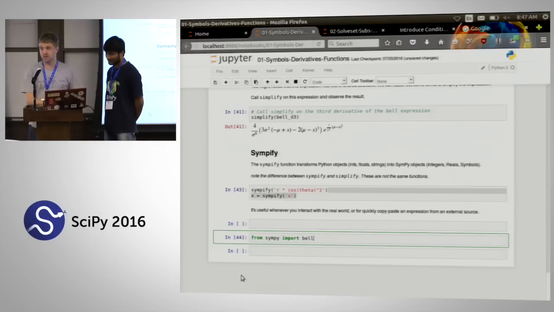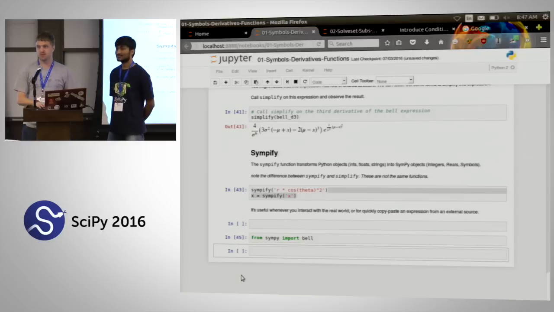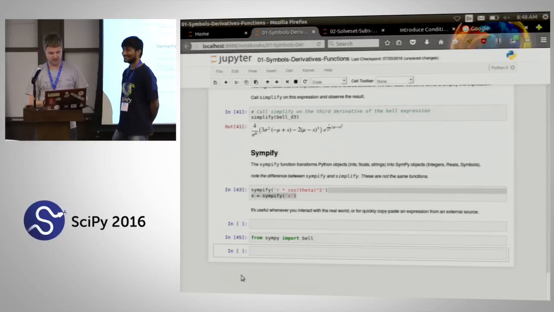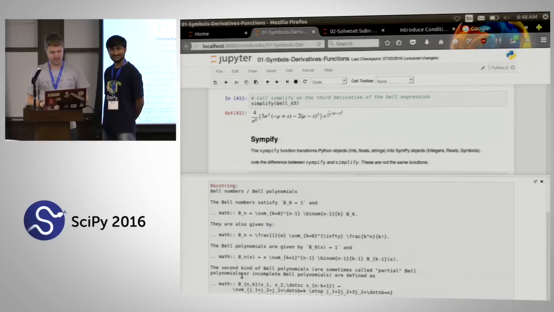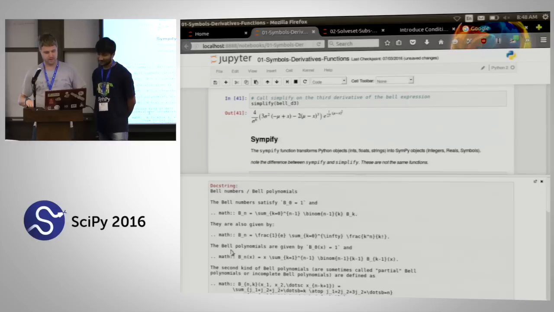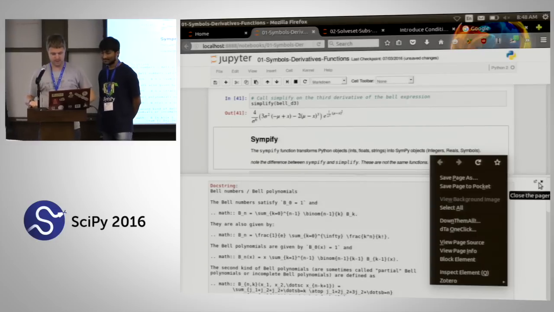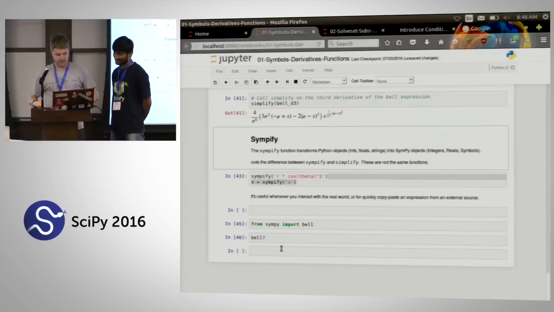So this is actually one of the reasons why you should avoid import star unless you're really just working interactively, because SymPy has a lot of built-in stuff, and there's probably, for everybody, a ton of stuff like math that you've never heard of before. And so bell is actually these bell numbers and bell polynomials.